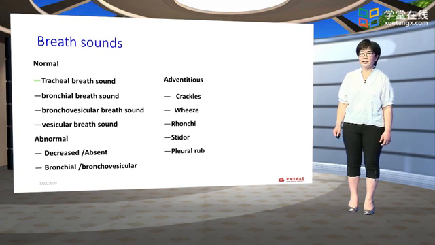In this section, we will learn the breath sounds. We mainly learn the normal sounds. We have normal sounds, abnormal sounds, and also adventitious sounds. For the normal sounds, we have tracheal sound, bronchial sound, bronchovesicular, and vesicular sound. Abnormal is when the sound is absent or decreased, or when in the vesicular area you hear the bronchial sound. And we also have adventitious sounds like crackles, wheezes, rhonchi, stridor, and pleural rub.